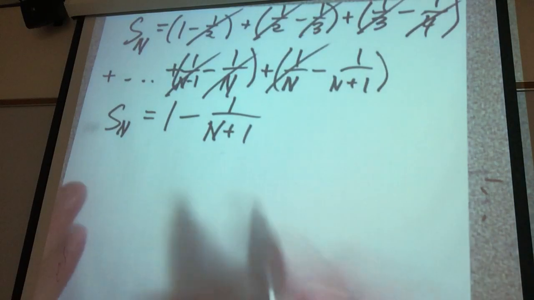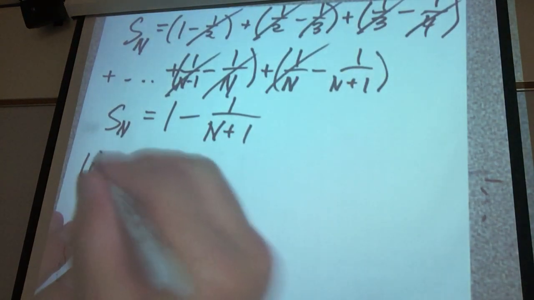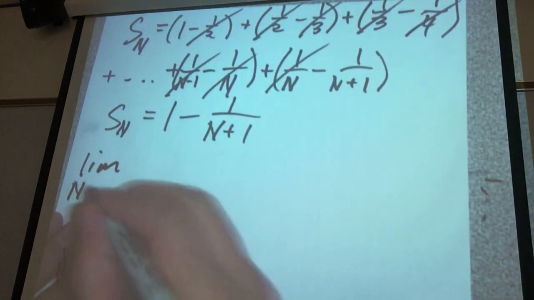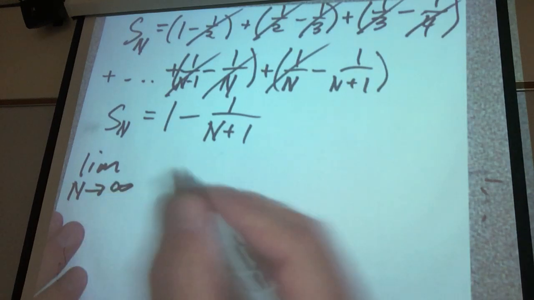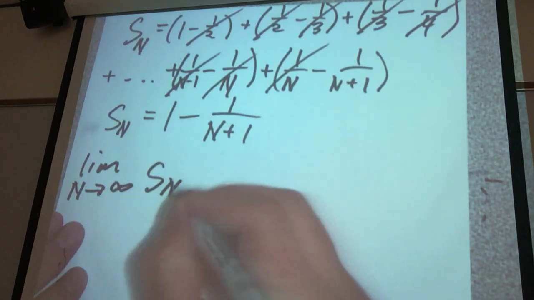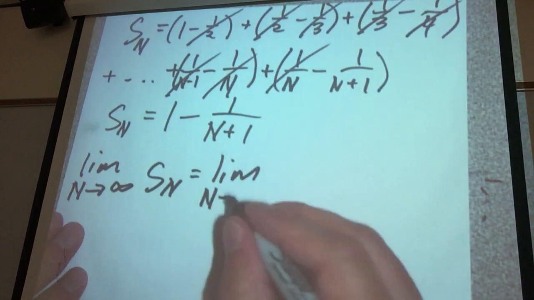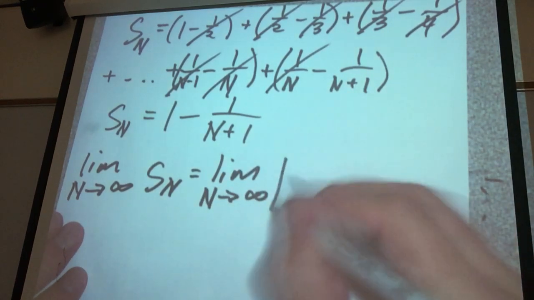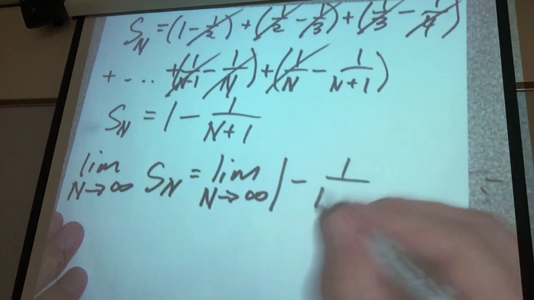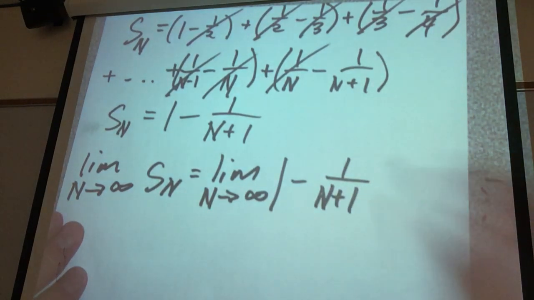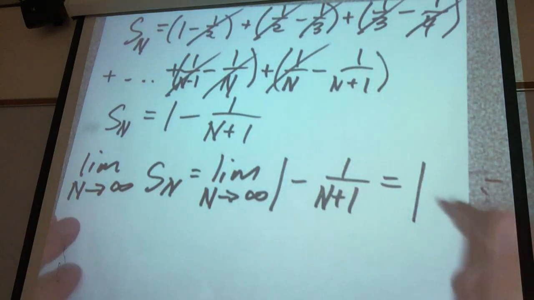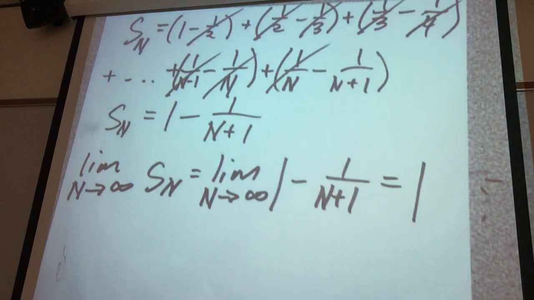Right? Now we take the limit as n tends towards infinity of S sub capital N, which would equal the limit as n tends towards infinity of 1 minus 1 divided by capital N plus 1. Well, what would that come out to be? That would come out to be just 1. And so that would be the sum of this infinite series.